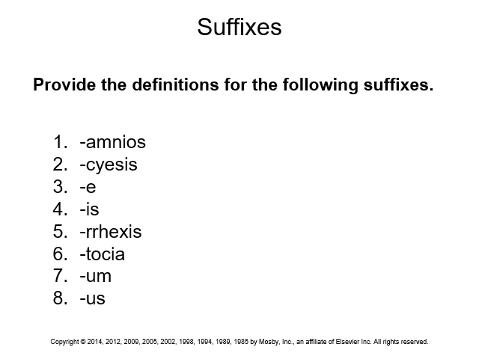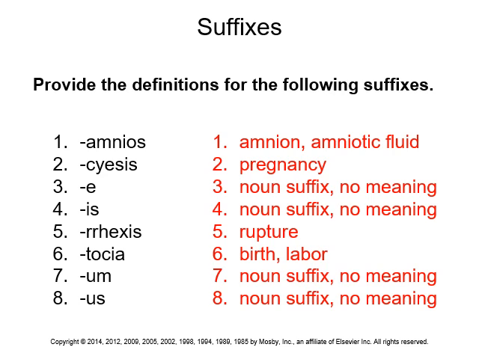Our suffixes, we are adding to our list of suffixes that we've learned this semester so far. Amnios is the suffix for amnion or amniotic fluid. Siesis is the suffix for pregnancy. E is a noun suffix that has no meaning, and so is is. It's also a noun suffix that has no meaning, and they're both used for pronunciation ease. Rexis is a new suffix that has the RRH beginning, and it means to rupture. Tosia is the suffix for childbirth, and then us is a noun suffix that has no meaning, just like e and is, and us is used for pronunciation.